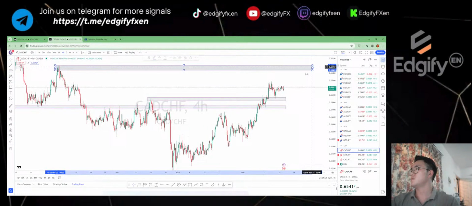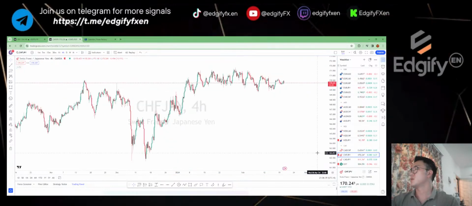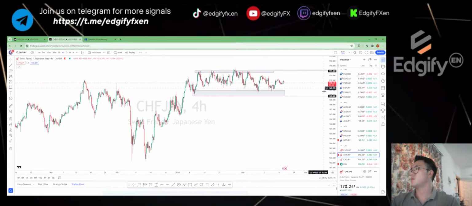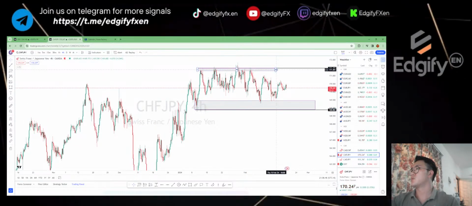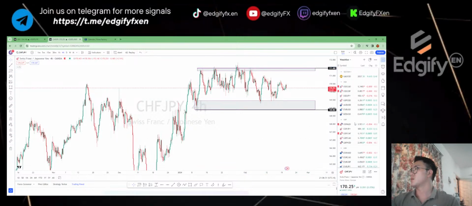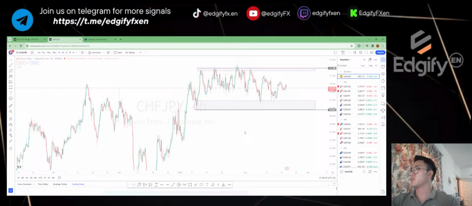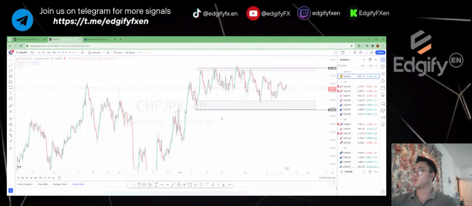CAD CHF is in between as well. Okay. CHF JPY as well, also in between my zones, right? So these are the pairs that I won't be looking at if they are in my zone. Okay, so I will hop back to gold, okay, because gold is looking quite interesting at the moment, and we might have a possible entry for gold. So we'll look at gold to see how it's going to play out for us.